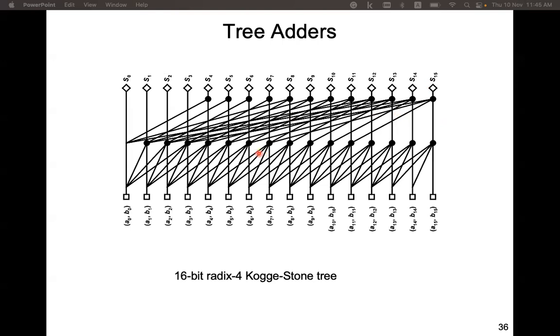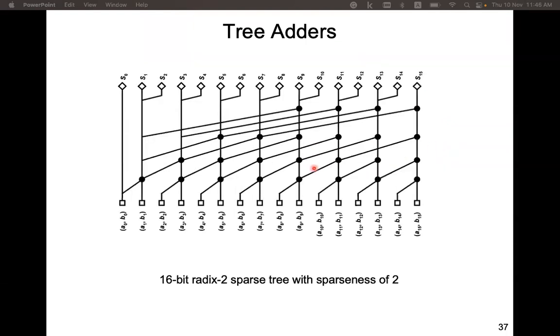But this is quite dense. You need a lot of P and G blocks. And this is sparse. You have fewer logic blocks, much less dense. But here, this is radix 2, so it requires 4 layers.